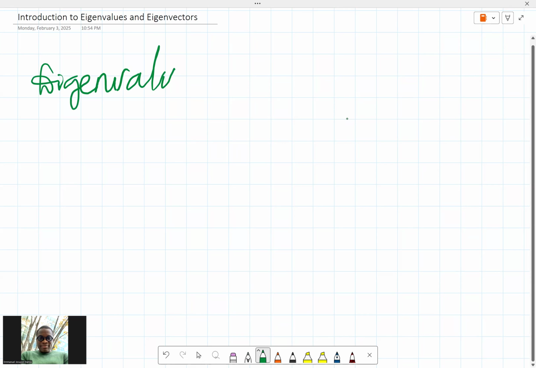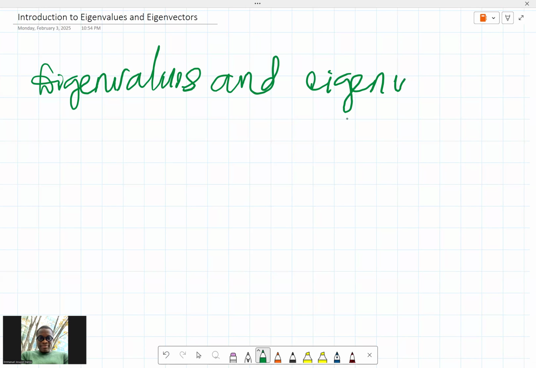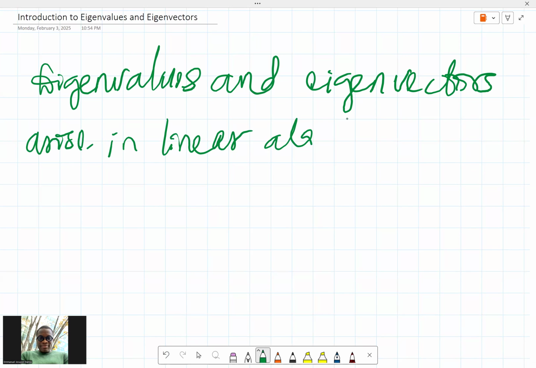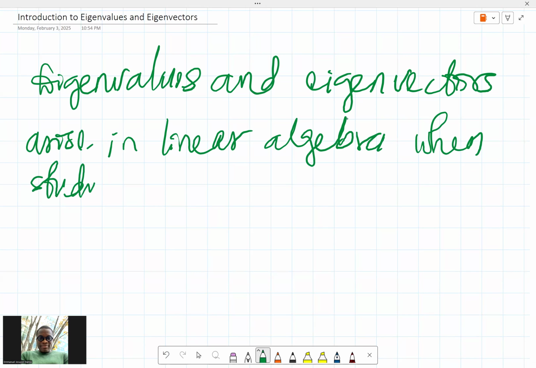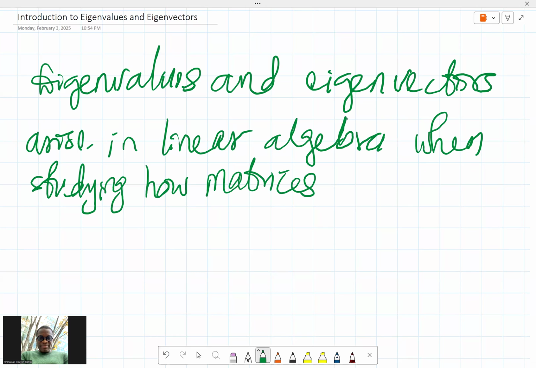Eigenvalues and eigenvectors arise in linear algebra when studying how matrices act on vectors.